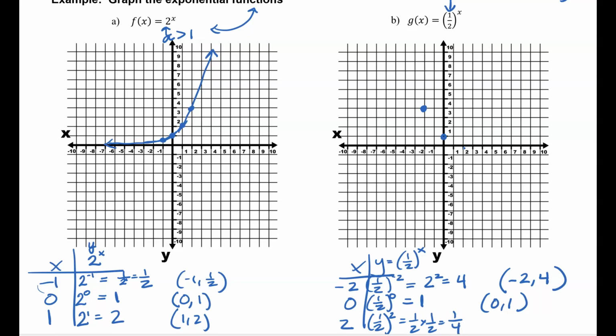So 2, and it's hard to graph 1/4, but you just try your best. And so we have a function that looks like this, which is exponential decay. And that's a quick sketch of what we just saw from Desmos.